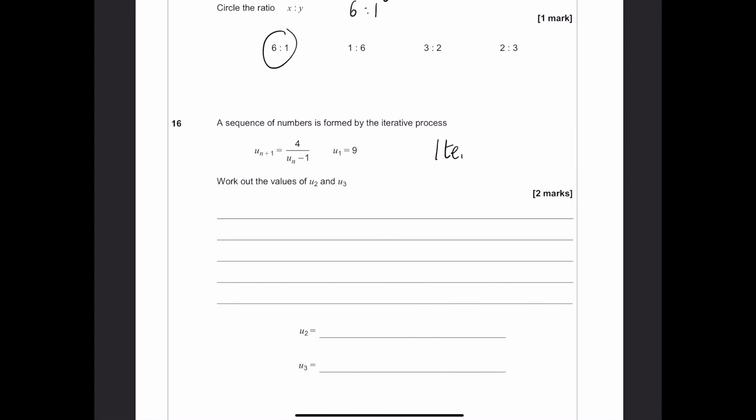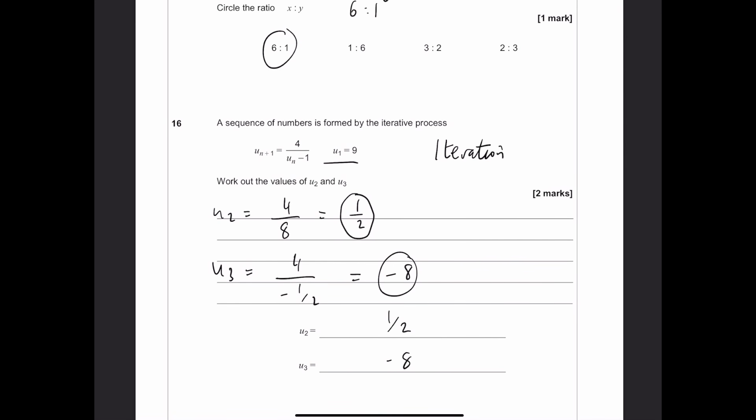A bit of iteration here. For those of you that haven't done it, this is what it's going to look like. Work out the values of u2 and u3. Well, to get u2, we're going to have to do 4 over u1 minus 1, which is going to be 4 over 8, which is a half. u3 is going to be 4 over, then we use this value and sub that in instead, so it's going to be a half minus 1, which is minus a half. So our value is going to be minus 8, and that is going to be both our values, a half and minus 8.